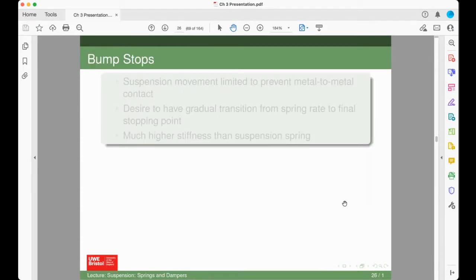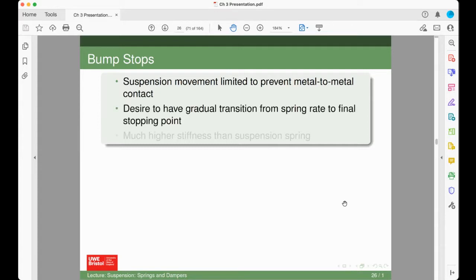At the end of the travel of the spring, you'll have a bump stop. That mainly is there to prevent the suspension bottoming out and ending up with metal on metal contact, which is very, very undesirable. The bump stop will provide an additional bit of compliance. Once the springs run out of travel, it will start to deform. So you've got a much higher stiffness than the spring, but it will still be compliant, giving you this transition from the spring rate to the final stopping point.